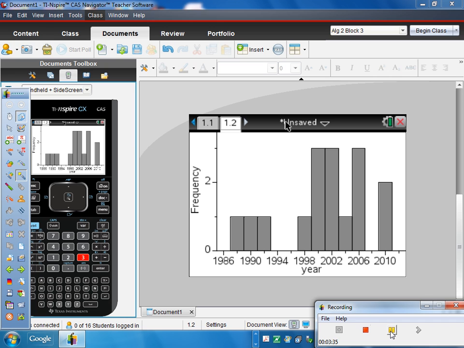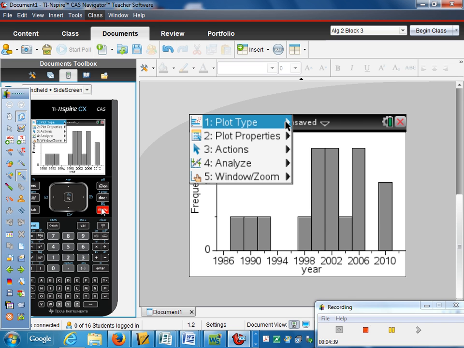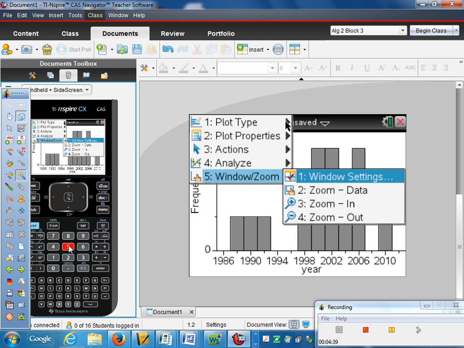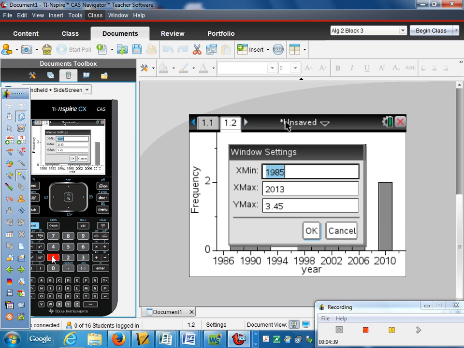Okay, we know our lowest piece of data was 1987. What year do you actually want to start it on? 1985, that's a good one. Okay, we'll start on 85. So this is just like changing the window on a graph. So where do you suppose we go? Menu, window, window settings. Okay, so it's actually set to start on 1985.